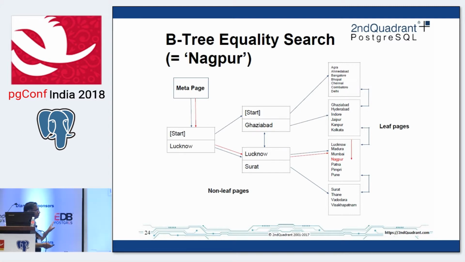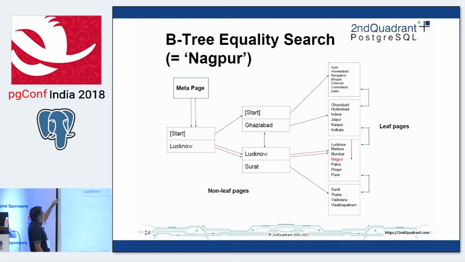This is an example of how equality search would work in a Btree index. If you are looking for city Nagpur, earlier when there was no index, we were doing a sequential scan. Now what if we decide to use an index scan for this? From the meta page you will come and look up the root page to see which branch of the tree you should follow.